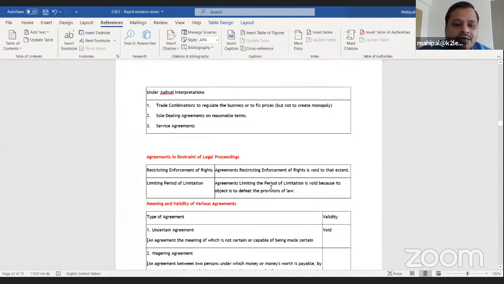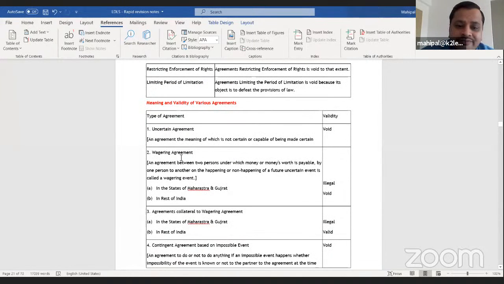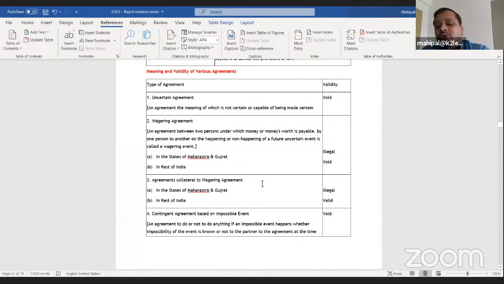Okay. Meaning and validity of various agreements. Uncertain agreements, void. Wagering agreement, generally void, but in the state of Gujarat and Maharashtra, illegal. Collateral agreements, generally collateral to illegal are illegal. So in the state of Gujarat and Maharashtra, it is illegal. In other states, it is void. Agreements based on impossible events are also void.